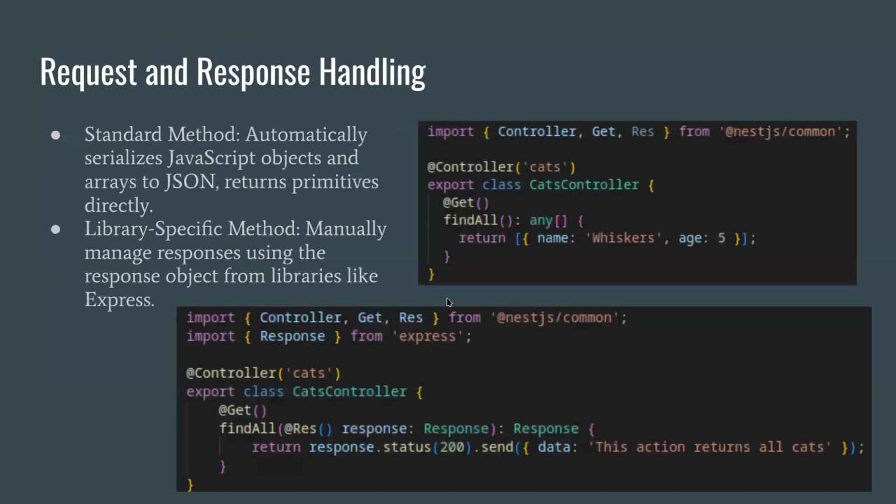Request and response handling. Moving on to how we handle requests and responses in NestJS, there are two main approaches. The first is the standard method, which involves returning data directly from controller methods, which NestJS then automatically serializes to JSON or sends as primitive types.